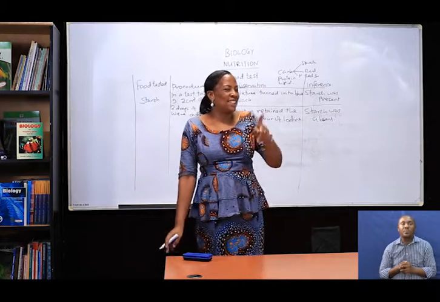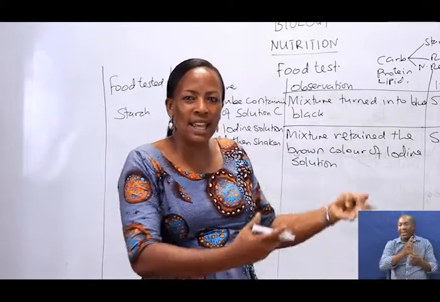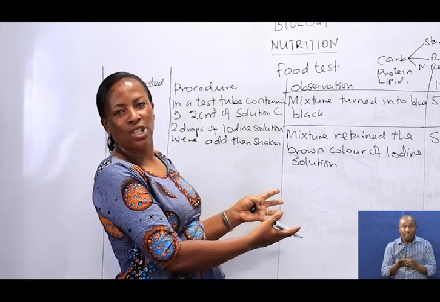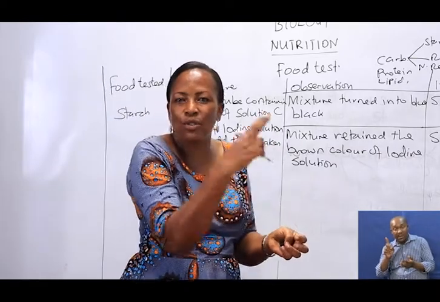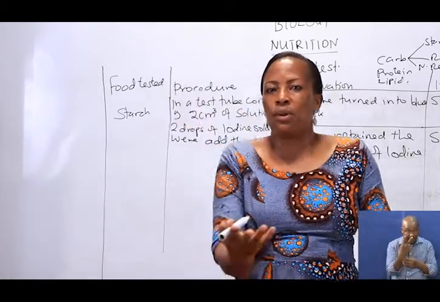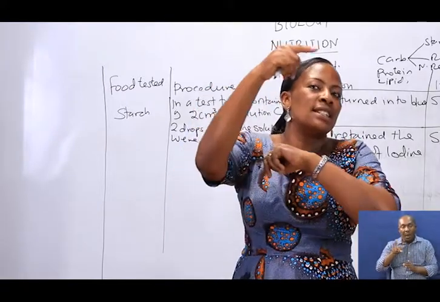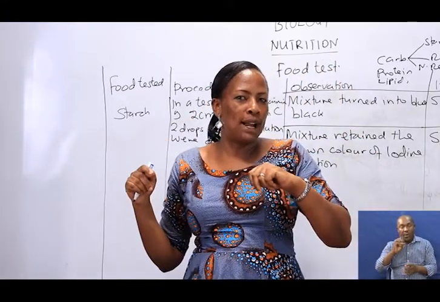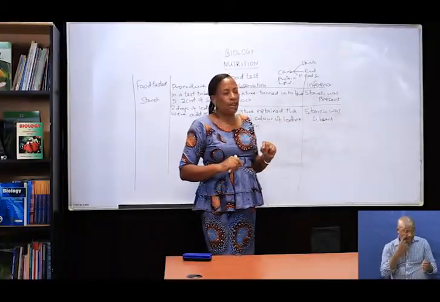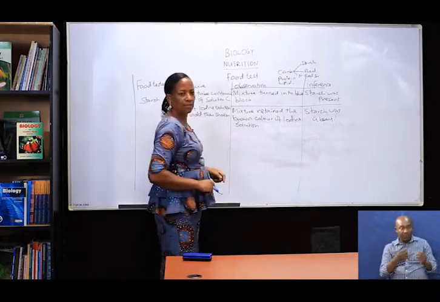Never write the solution did not turn. The solution turned from the said color of the reagent. Maybe it was the white color of solution C. After addition of 2 drops of iodine solution, the food sample turned into the brown color of iodine solution. Though your expectation was for the food to turn blue-black, it did not. What was the color formed? Now you have to specify that color formed, which is brown.